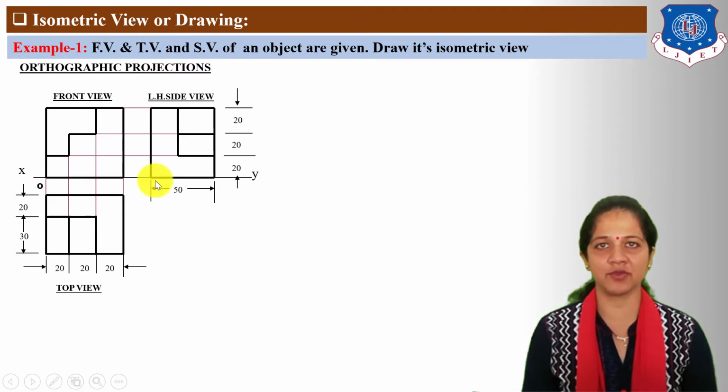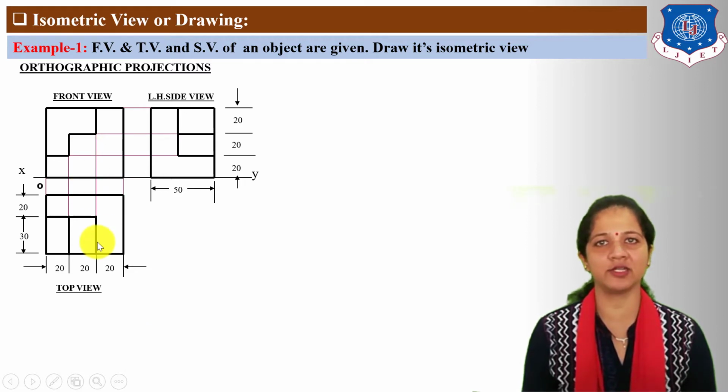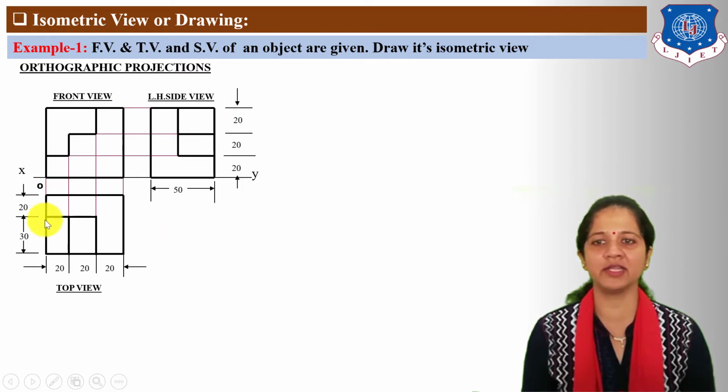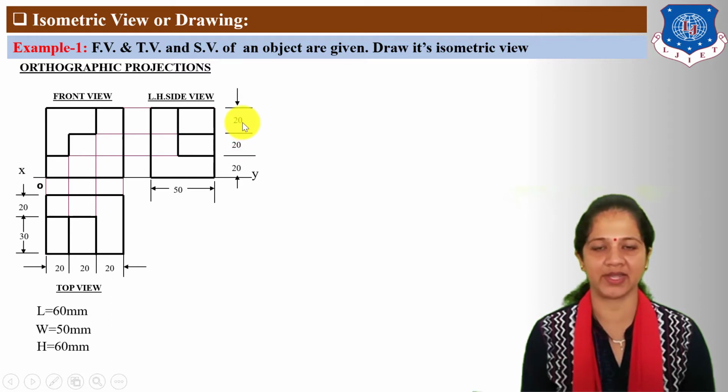As per these three views, first we need to find maximum length, width and height. Length we can see in front view and in top view. Height we can see in front view and in side view. And width we can see in top view and in side view. Here maximum length is 60 mm, 20 plus 20 plus 20. Maximum width is 50 mm, 20 plus 30. And maximum height is 60 mm, 20 plus 20 plus 20.